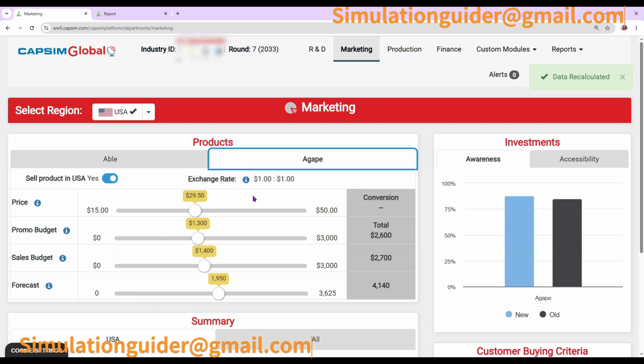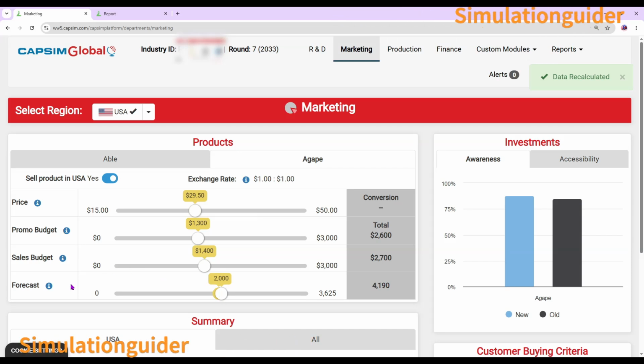And then for Agep, I'll give it around 2000. This is after calculating using the number of products that we sold in the last round, and also putting into consideration the market growth for this current year. So for Agep, again, I'll maintain the price at 29.50, 1300 for promo budget, 1400 for sales budget. So the promo budget will help us to increase the customer awareness, and the sales budget will mostly help us in increasing the customer accessibility. How easily can customers access our products?